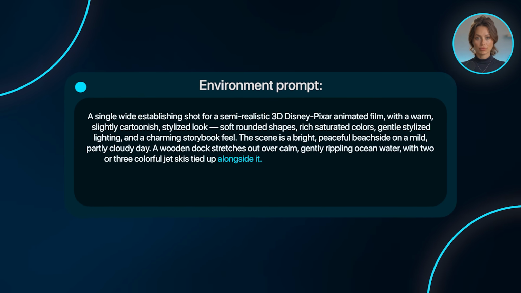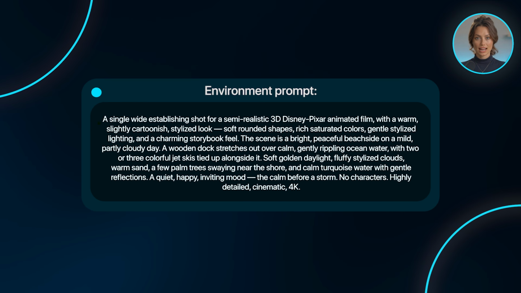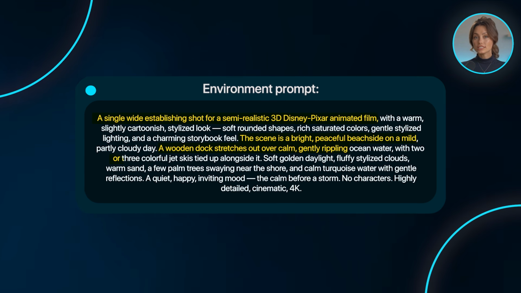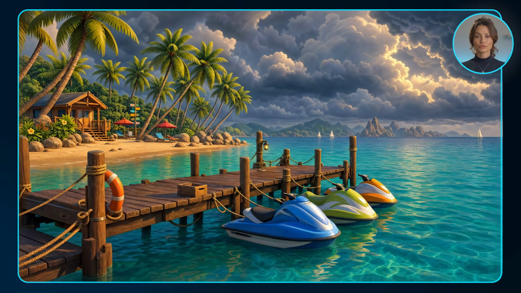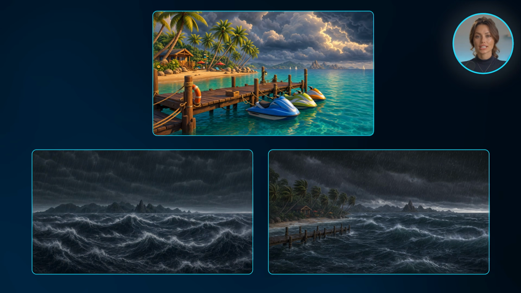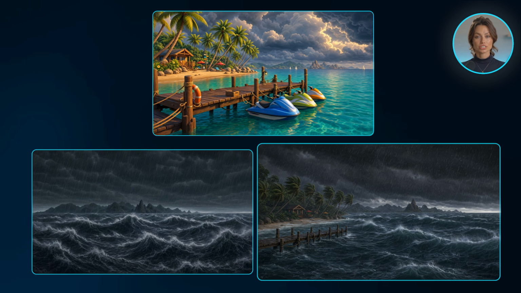So we'll just follow the same process, but with our environment prompt this time. We want a wide shot of a beachside with a wooden dock and a few jet skis tied up beside it, and the weather is slightly cloudy. This is perfect for our environment. After this, we'll create a couple more environment references that we might need later on. And now we have full reference sheets for everything.